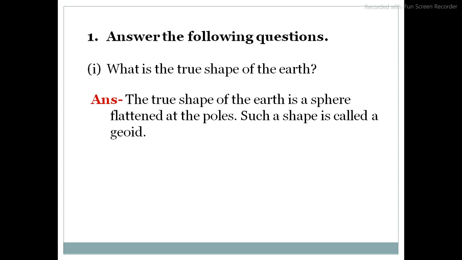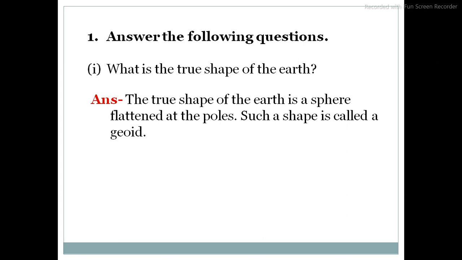Cadets, please have attention. Question number 1 for you. Please see the question and its answer. What is the true shape of the earth? The answer is: the true shape of the earth is a sphere, flattened at the poles. Such a shape is called a geoid.